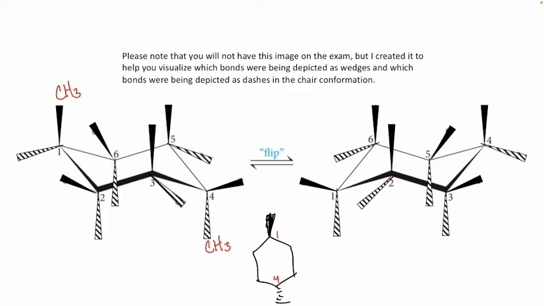Okay? And then I'm going to do it before and after the flip. So I'm going to go after the flip. I'm going to again find carbon 1, put that methyl group on the wedge bond. Again, I'm going to find carbon 4 and put the methyl group on the dash bond. Okay, so if I look at these two structures, A and B, which one is the more stable conformation?